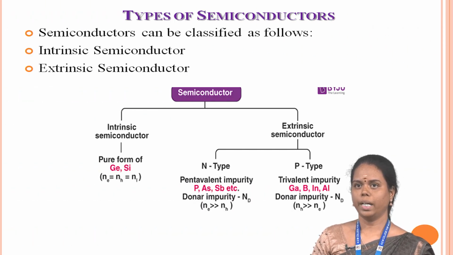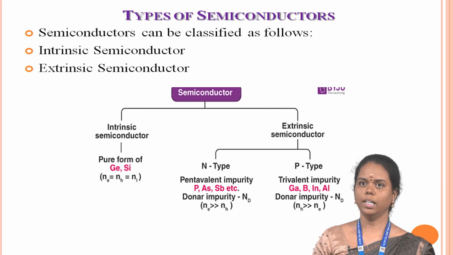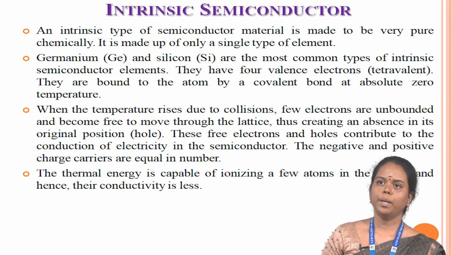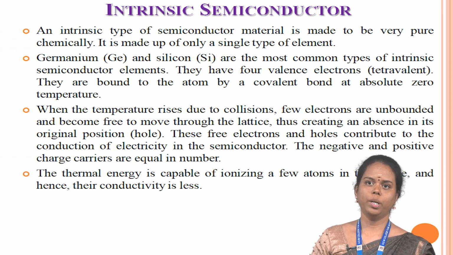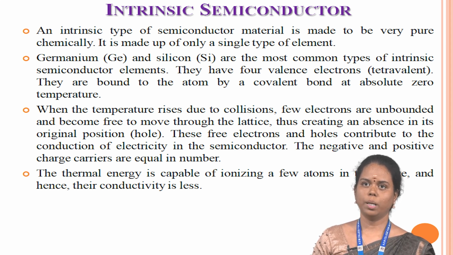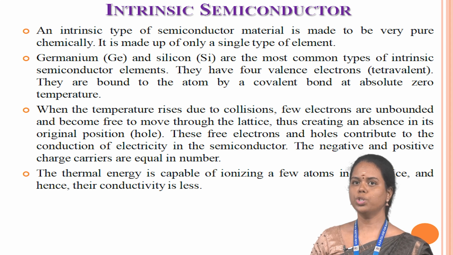Then types of semiconductor. There are two types of semiconductor: intrinsic semiconductor and extrinsic semiconductor. This one is the picture. An intrinsic semiconductor is made to be very pure chemically. It has a single type of element. Germanium and silicon are the most common intrinsic semiconductor elements.